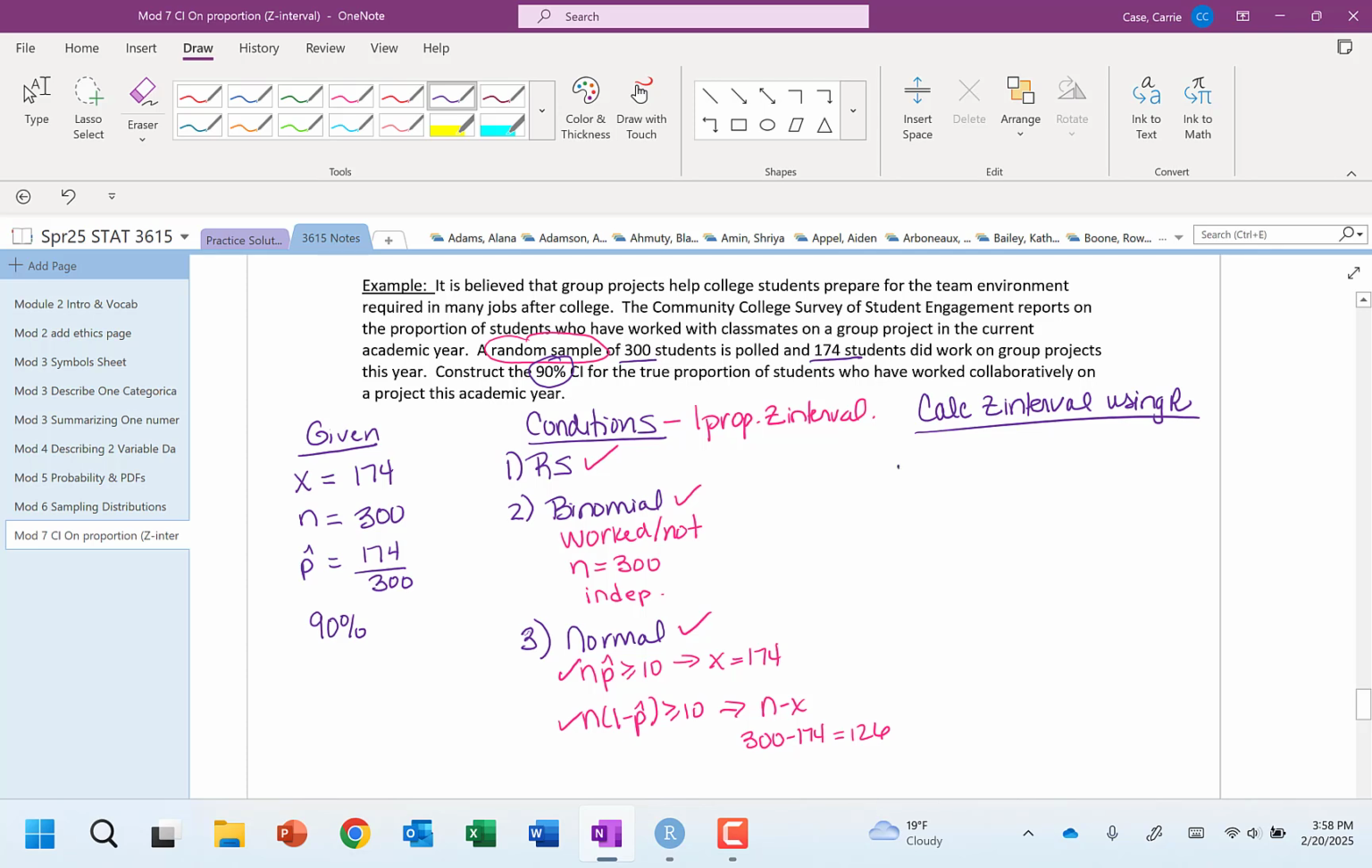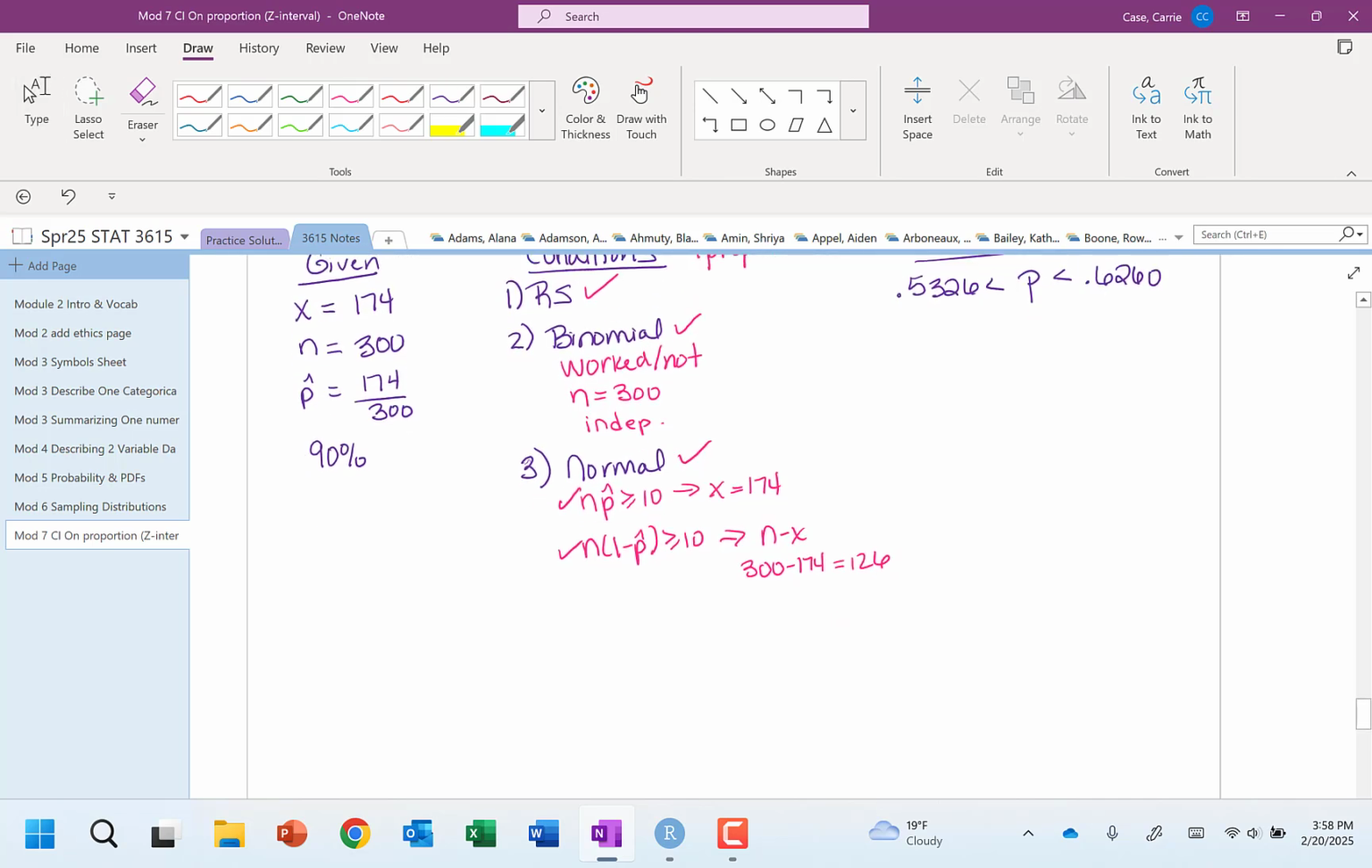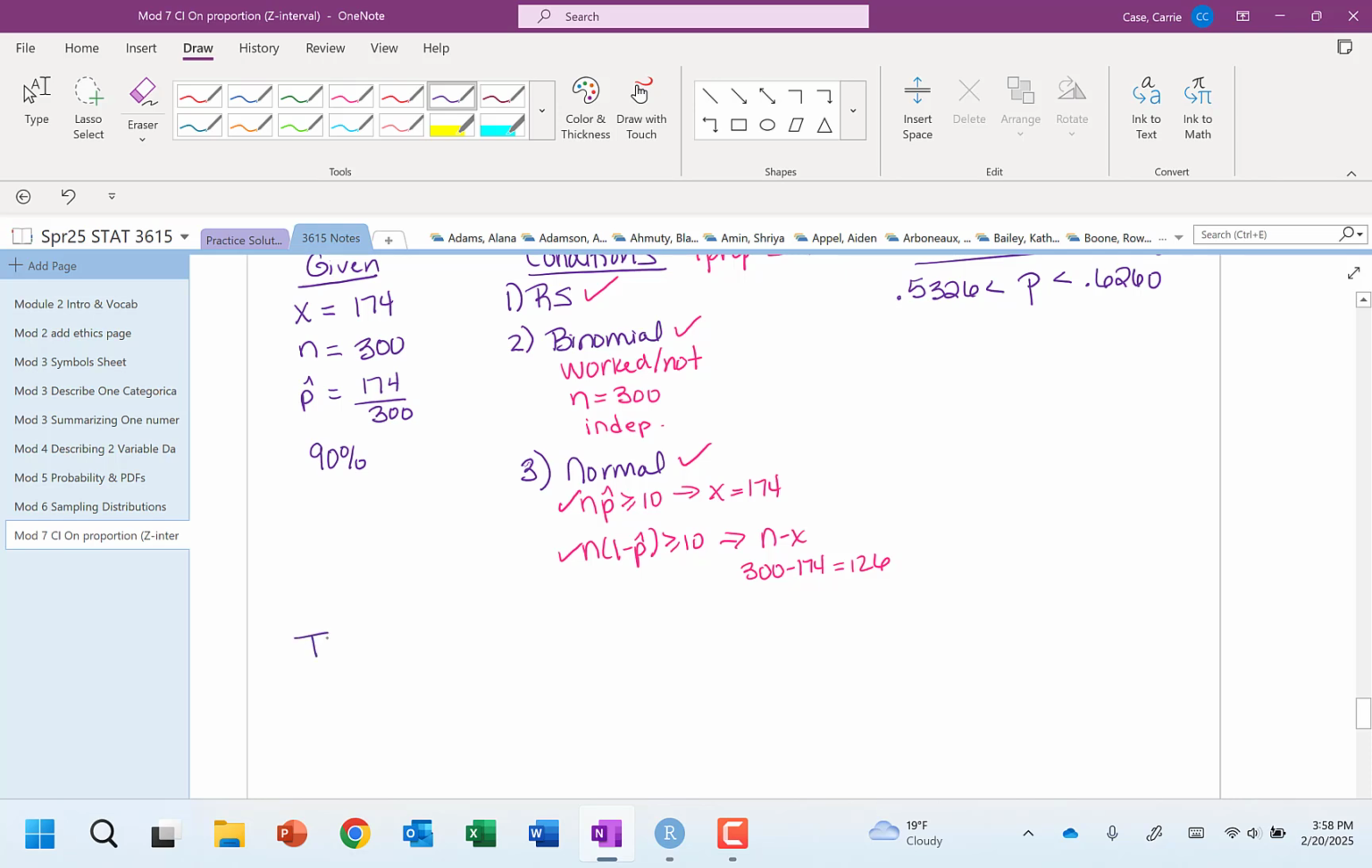So my confidence interval is 0.5326. That's the lower bound for the true proportion P. And the upper bound is 0.6260. And so then I have to do my interpret step. Step 4 is the interpret step.